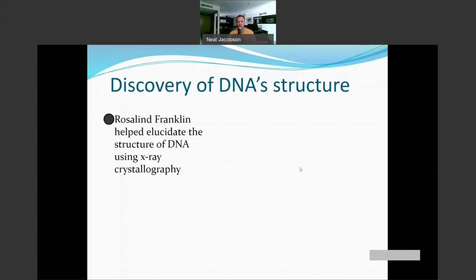So anyways, let's talk about Rosalind Franklin for a little bit. There was a whole bunch of studies that I'm leaving out of this. If you ever take genetics, I'm sure you'll go into all of them in excruciating detail.